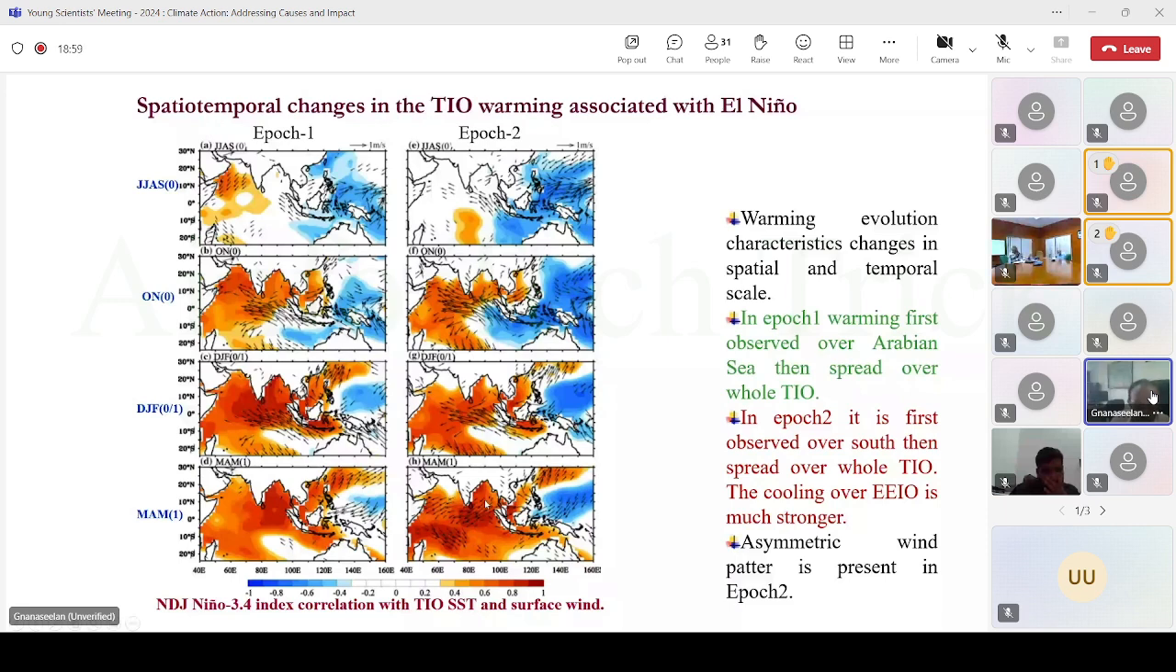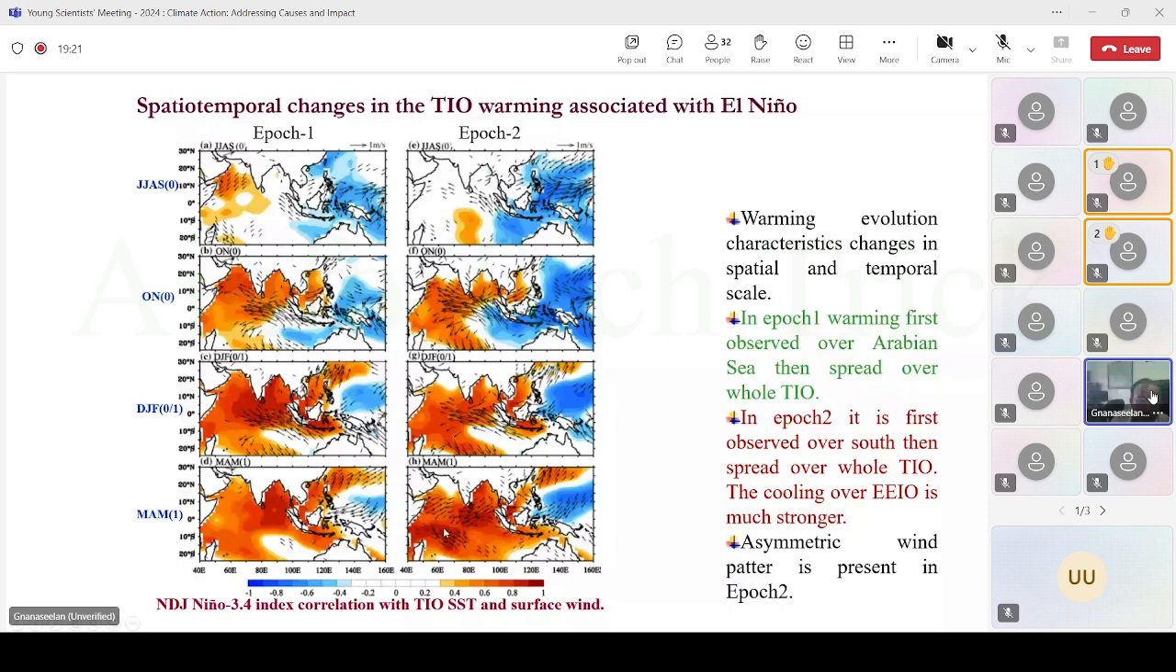This is very important because these similar signatures you can see in many fields, like the sea level pressure, SST, and the rainfall pattern. So this is going to affect the large scale patterns over this region.